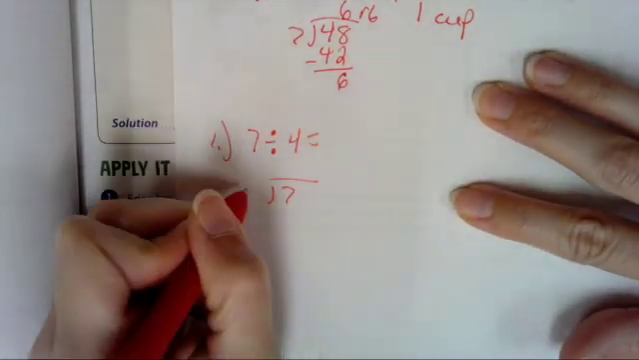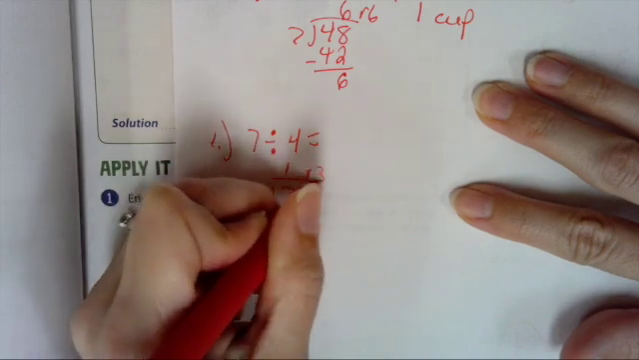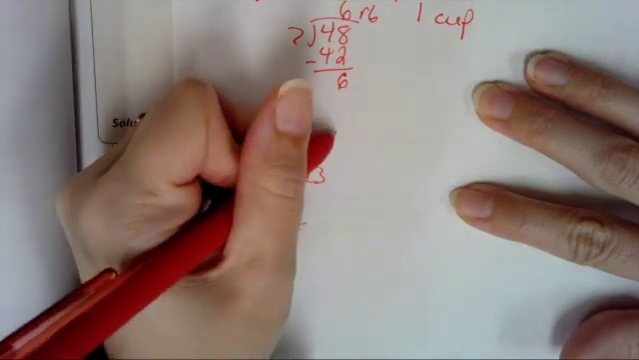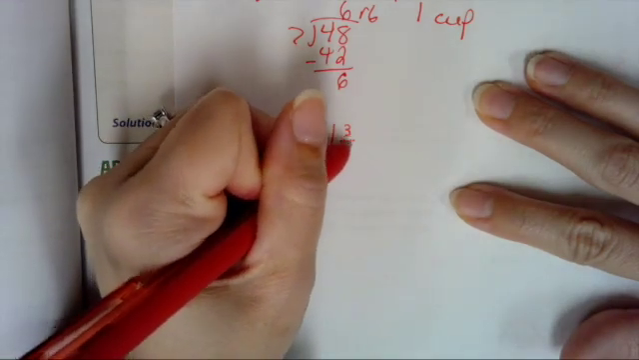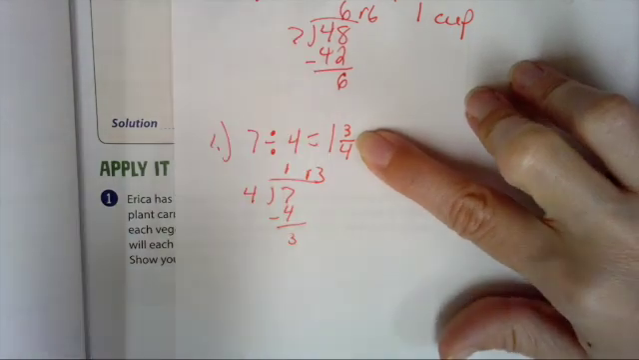When we work out 7 divided by 4, we get 1 with a remainder of 3, and that is 1 3/4. So each vegetable will get 1 3/4 square foot.